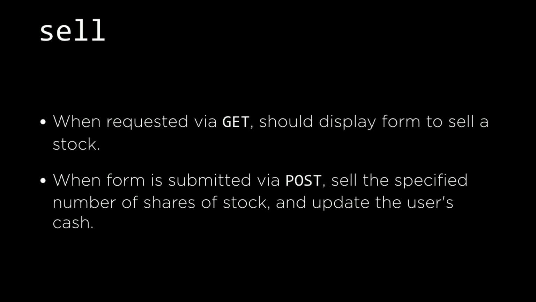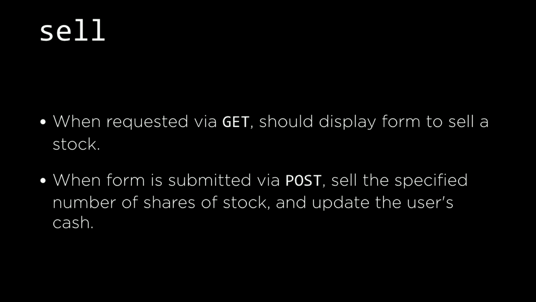After users have the ability to buy stocks and see what stocks they own, next up is sell, which is really just the opposite of buy. It'll again have two parts. When requested via GET, you should just display a form that lets users indicate what stock they would like to sell and how many shares of that stock they would like to sell. And when the form is submitted via POST, you should sell that specified number of shares of stock.